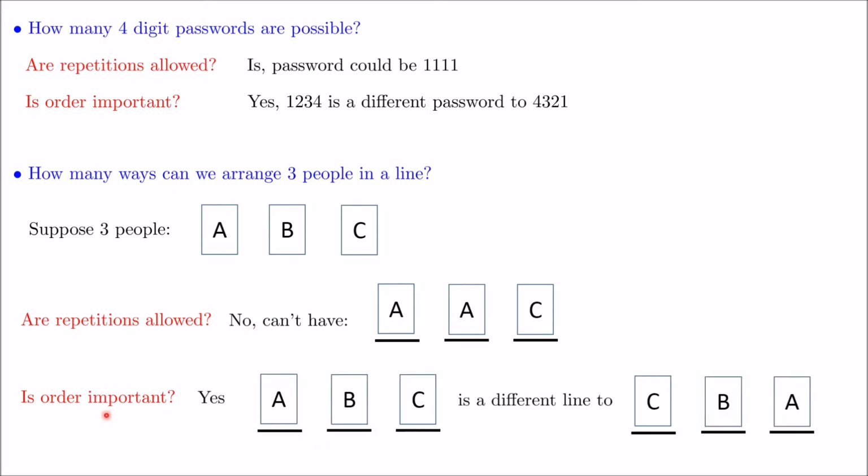And well, is order important? Of course, because you're forming a line. It's a queue, right? So who's in front of the line? If it's a different person, we consider this to be a different line. So there is a sense of order, and order is important.